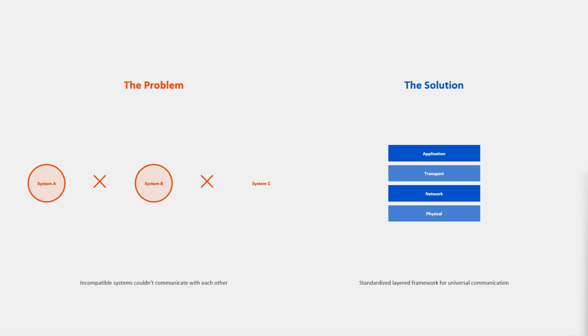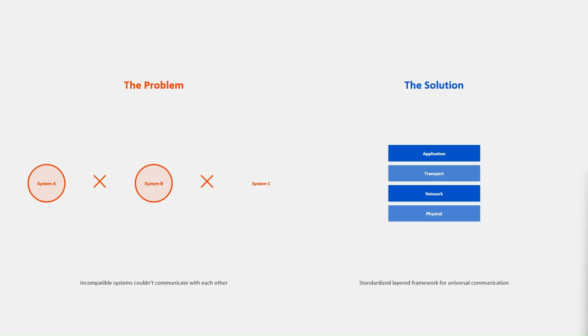Imagine a world where every phone company used a different language. You could only call people who use the same brand of phone as you. And that's what networking was like before these models. The core problem was the Tower of Babel effect, incompatible systems. A computer made by, say, company A couldn't easily talk to a server made by company B. And to solve this, the industry needed a common language, a universal set of rules.